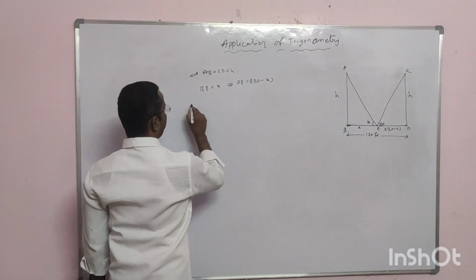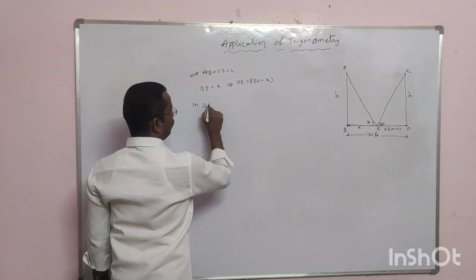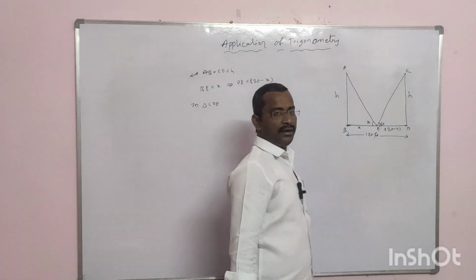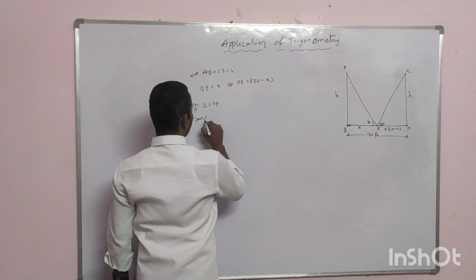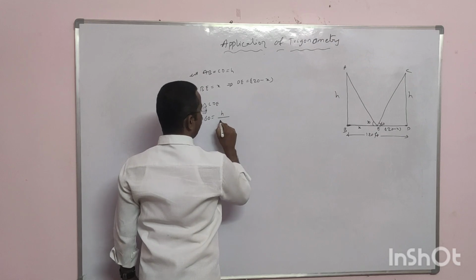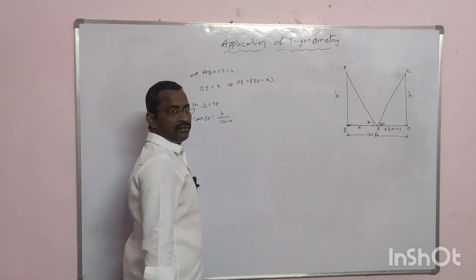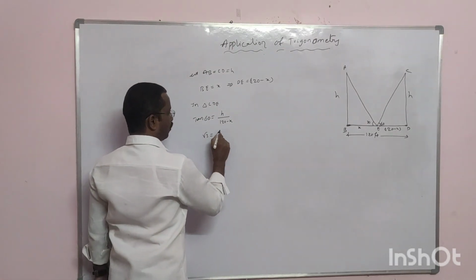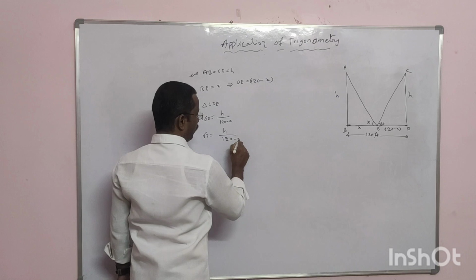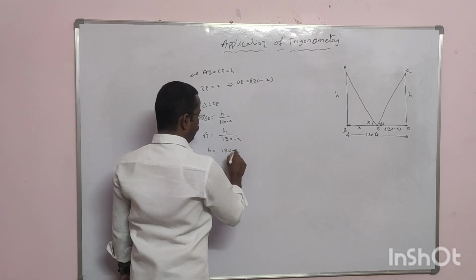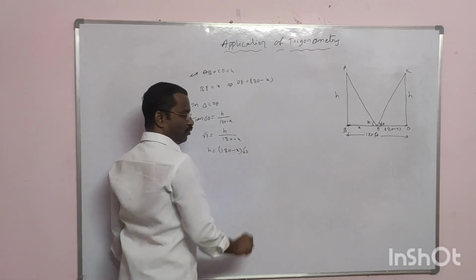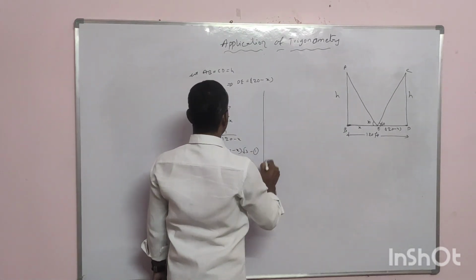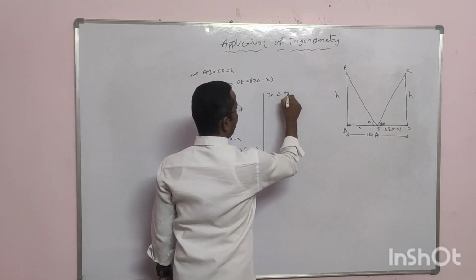Let's work with one triangle first. In triangle CDE, tan 60 is equals to H by 120 minus x. Opposite by adjacent. Tan 60 means what, Nana? Root 3. H by 120 minus x. H is equals to 120 minus x into root 3. Say it as 1.